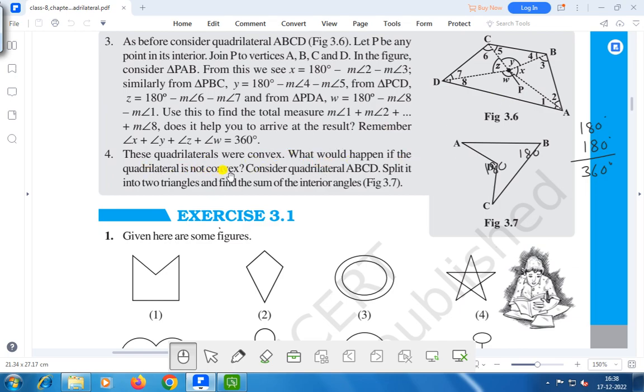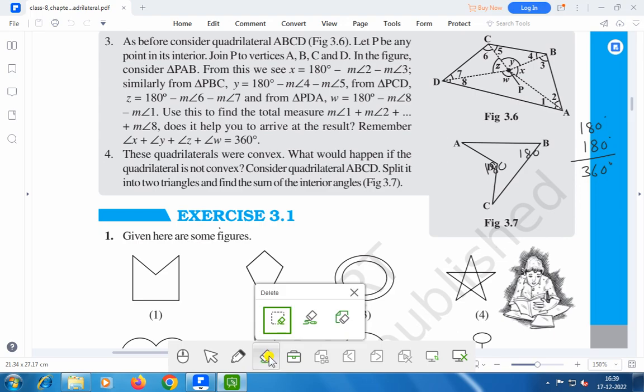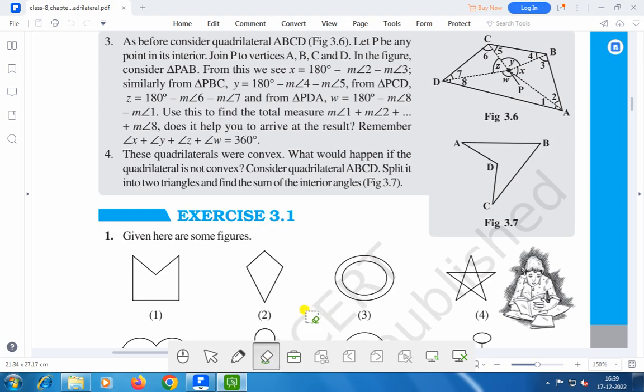What would happen if the quadrilateral is not convex? Consider quadrilateral ABCD, split into two triangles, and we find the sum of the interior angles. Here you see, this is a quadrilateral, and if we split this one into two triangles, suppose this one, right? Therefore, there are two triangles, 1 and 2. The sum of the three angles of this triangle is 180 degrees, and therefore the sum for the two triangles is 180 degrees plus 180 degrees, and that is 360 degrees.